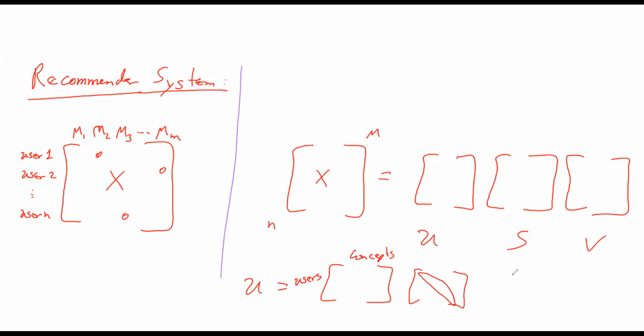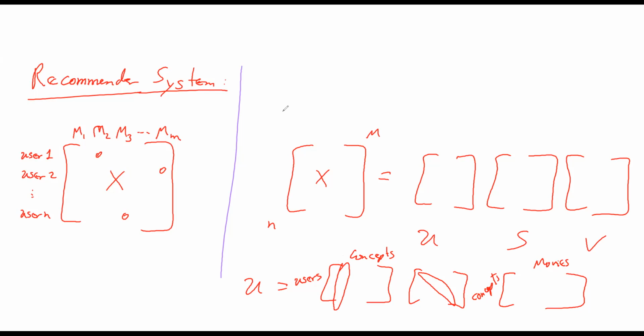And then this one over here, the V, is going to be concepts to movies. So what that means is that it's going to group the users based on a concept. It'll find these concepts. You don't know what these concepts are, but the singular value decomposition hopefully finds them. So for instance, let's say that the first principal concept here will be the concept for science fiction. Why?